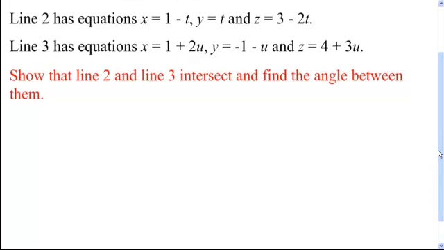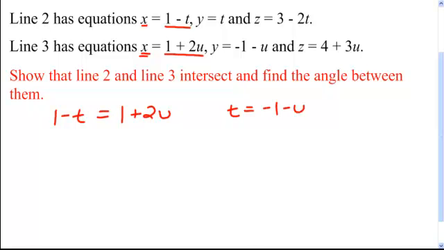In order to show that these lines intersect, I have to solve for my t value, solve for my u value, and then check to make sure it's actually the exact same value. So to start, I'm going to set up my x values. X equals 1 minus t, and x also equals 1 plus 2u. Then let's look at my y values as well. So y is t, and my other y value is -1 minus u. I can combine these two using substitution, because I have it already solved for t: t equals -1 minus u.